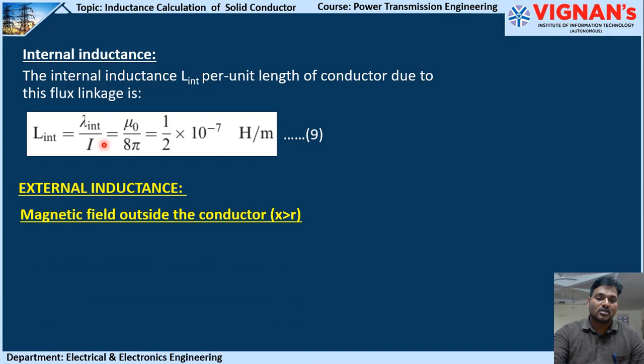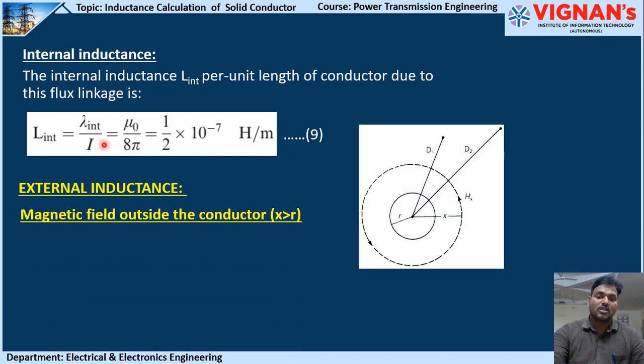External inductance means it is at a distance x that is greater than r. Here you see this conductor. Only the cross-sectional view is shown. It has unit length like this. This is the radius of the conductor r. This is the center of the conductor. There are 2 points. This is point D1. This is point D2. These 2 points are external to the conductor, at a distance D1 from the center, and this one at a distance D2.